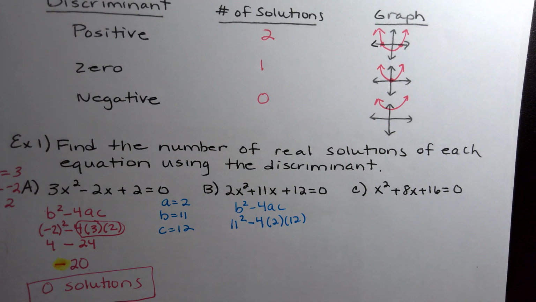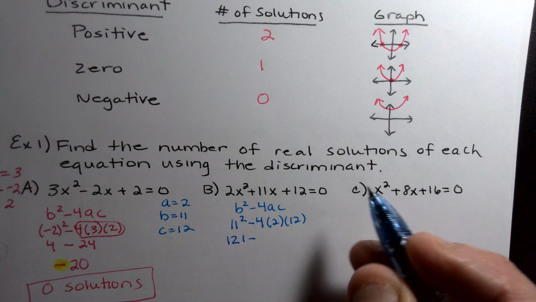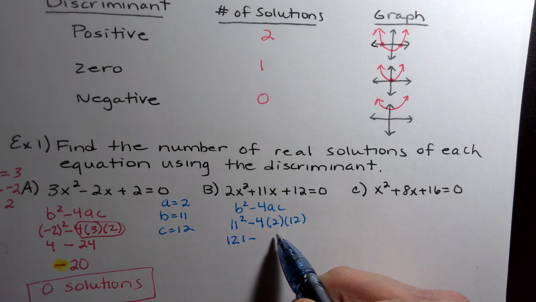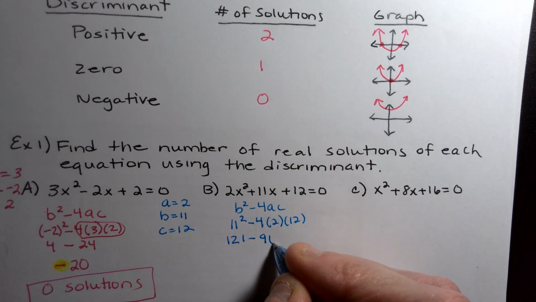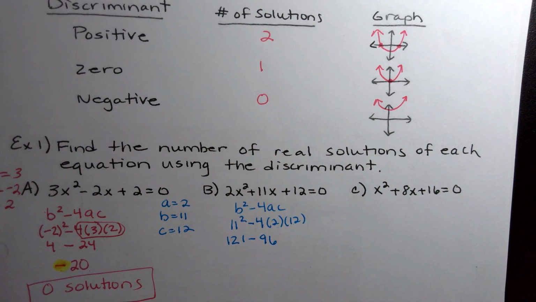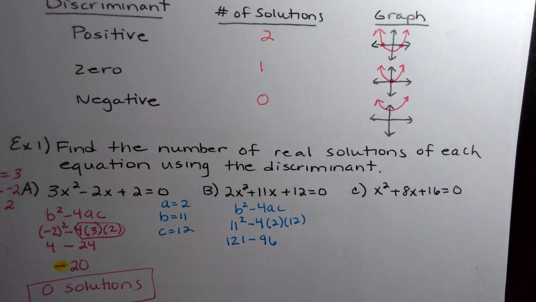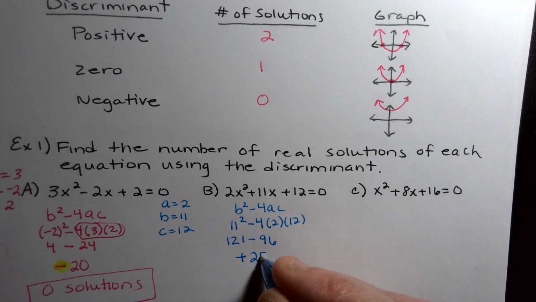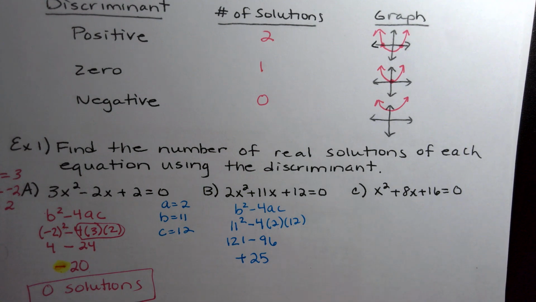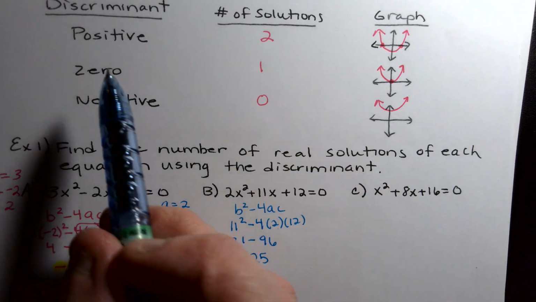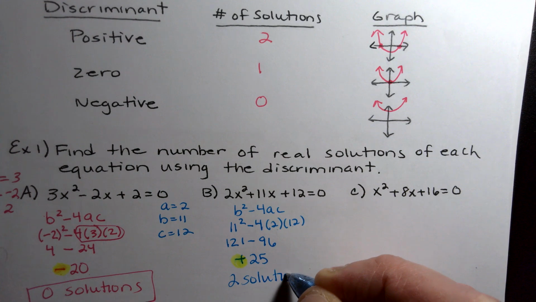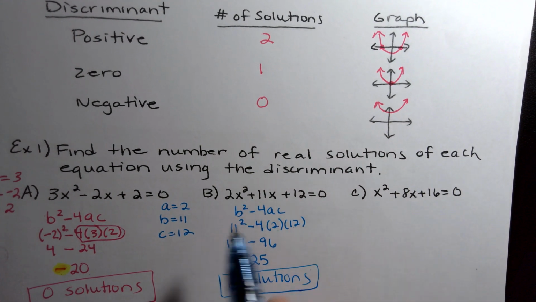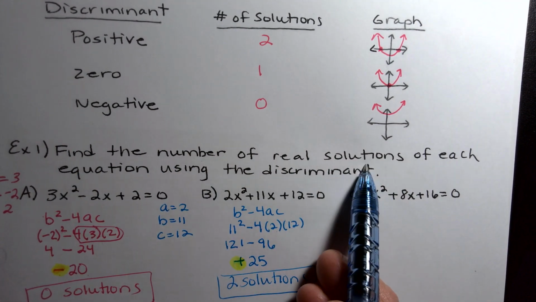Hopefully you got that. So 11 squared is 121 minus, let's see here, what do we have? 4 times 12 is 48, times 2 is 96. And when you subtract 121 minus 96, you get a positive 25. So again, the important part of our answer here is that it's positive. So I go up here and notice positive means there's 2 solutions. That is my answer. Because remember, it says find the number of real solutions.